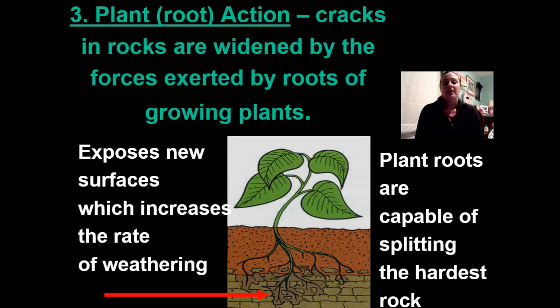The other way that rocks can be weathered physically is through plants or roots, and that's known as plant action. Now, what happens, and you've seen this on your sidewalks, is the cracks in the rock are widened by a root from a plant, and it exposes new surfaces to that rock, and then that causes it to break down even further. And believe it or not, plants can grow from the hardest of rocks. It's a different type of weathering. It breaks down the rock into smaller pieces.